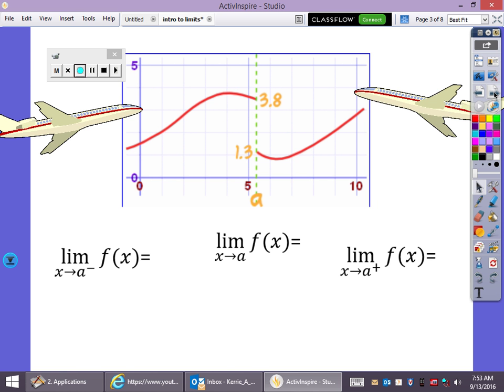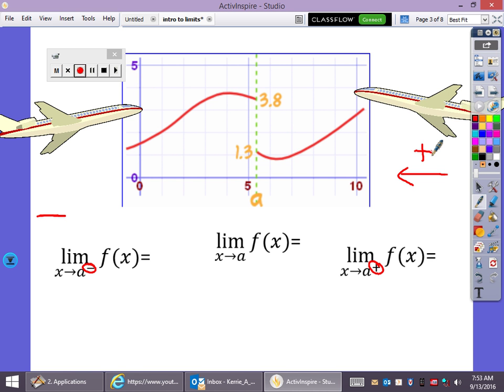Now, if you will notice here, this is the notation for limit. There's an extra special piece right here. This negative right there means I'm approaching from the left-hand side, okay? This one has a plus, so I'm coming in from the right-hand side, okay? And no symbol means at exactly that point, all right?